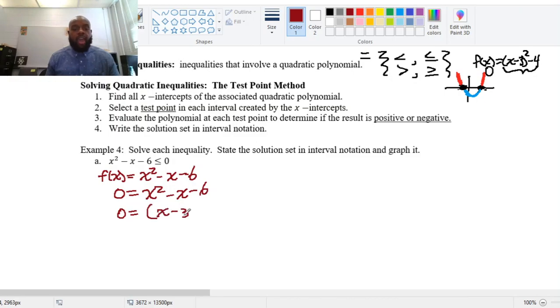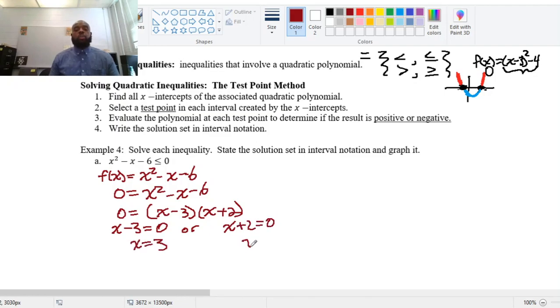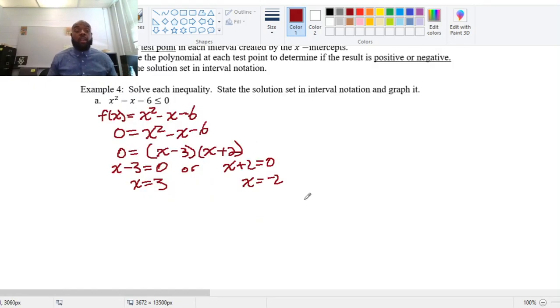Well, this one can be factored: (x minus 3) times (x plus 2). We have two things that multiply to give me 0, so we can set both of them equal to 0, and we'll see that x equals 3 or x equals negative 2. These are our x-intercepts. On a graph, for instance, this would be the x-intercept. And so what I'm going to do here is put those values on my number line.